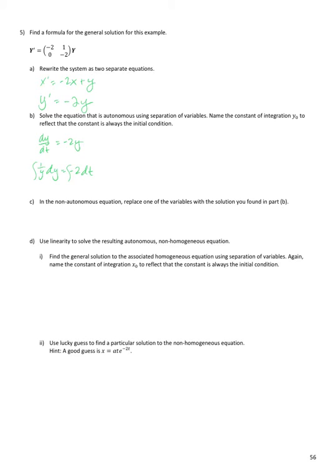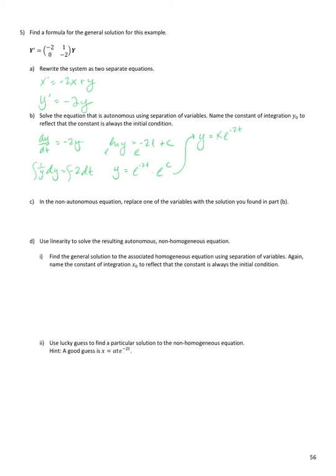Integrate, ln y equals negative 2t plus c. Raise e to both sides, and you get y equals e to the negative 2t times e to the c. And then e to the c is the new constant of integration. And we get y equals k e to the negative 2t.